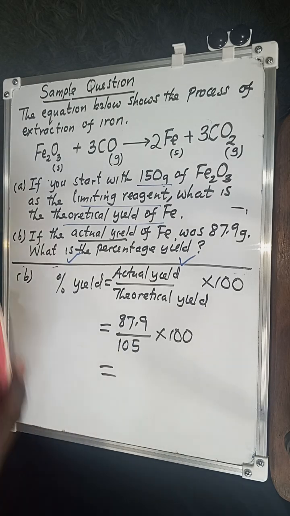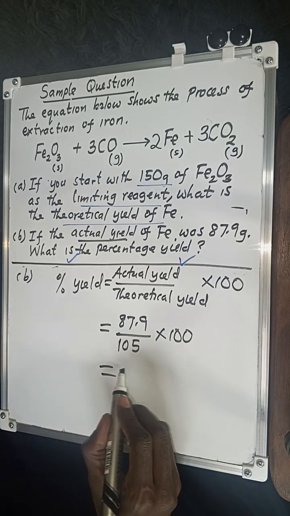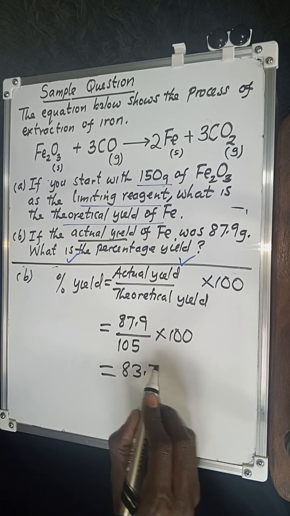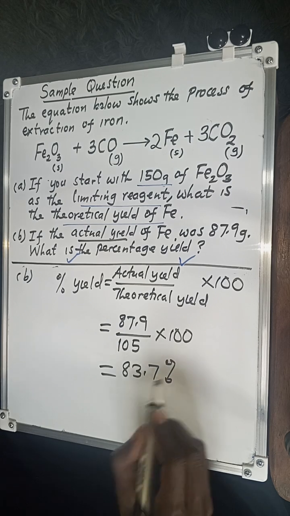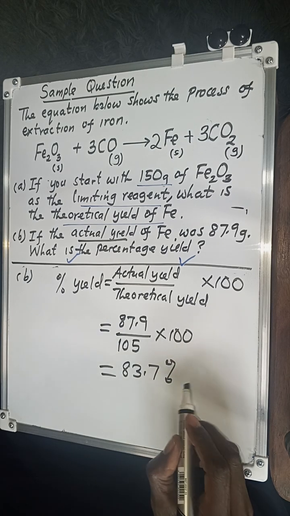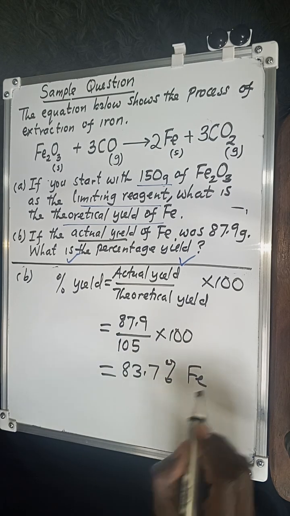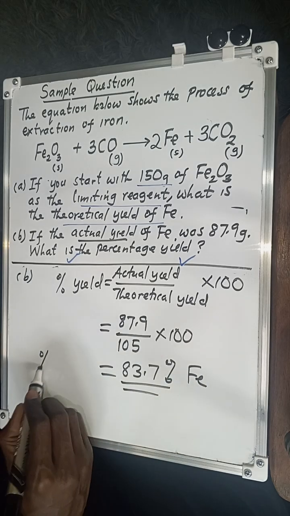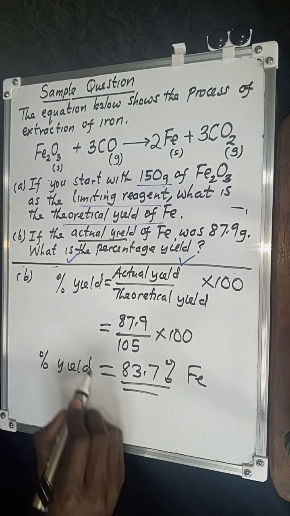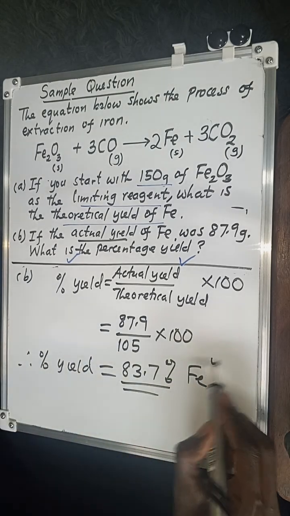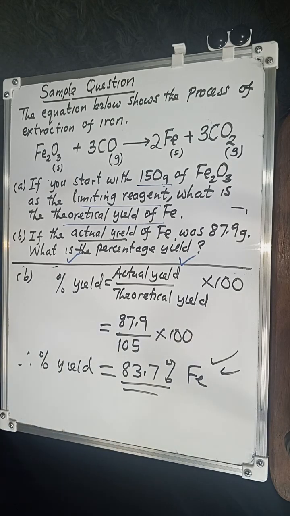If you carry out your calculation, 87.9 times 100 divided by 105, to one decimal place I'm getting 83.7%. So 83.7% of iron. This is what we call the percentage yield. That's the percentage yield of iron that was obtained.